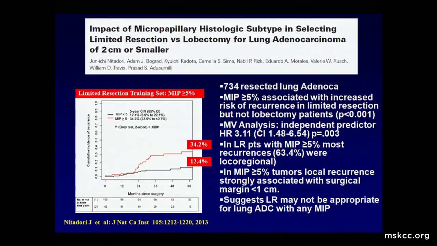One of them was this study led by my surgical colleague Prasad Adusumilli, where looking at small amounts of micropapillary, it was shown that in patients undergoing limited resection, these patients had significantly worse prognosis. This is cumulative incidence of recurrence where the survival curves are turned upside down. Sorry if that's a little confusing, but this is a higher rate of recurrence, and this was significant in multivariate analysis. And notice that this got published in the Journal of the National Cancer Institute.